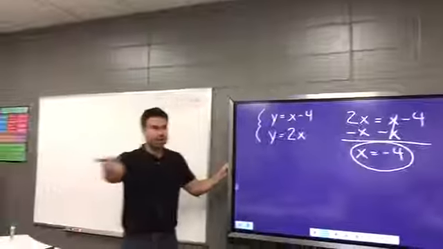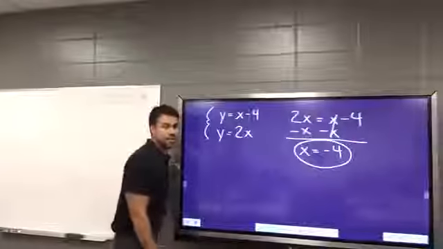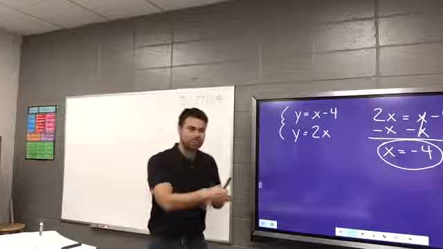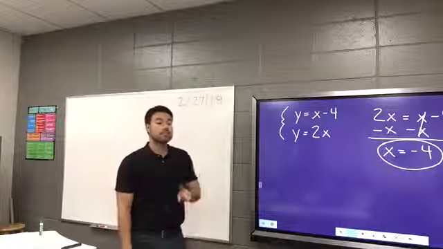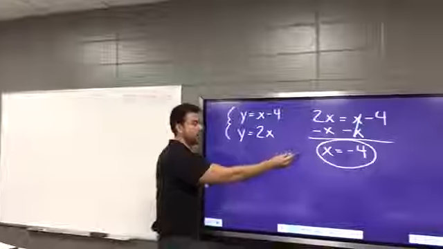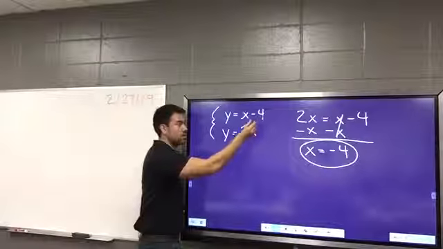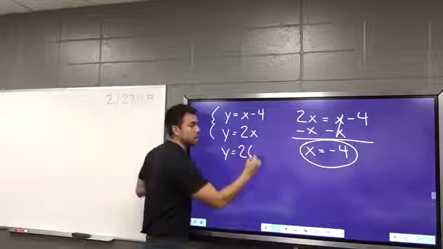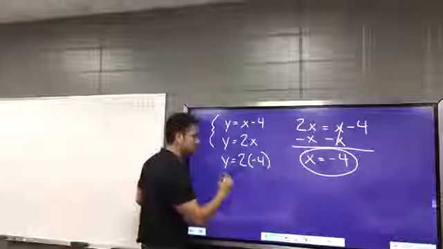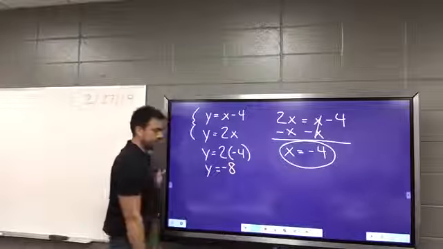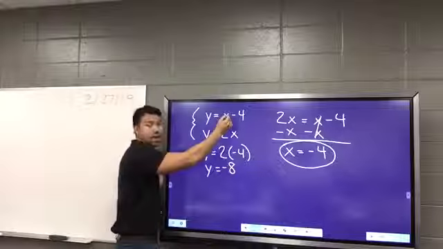Someone help me out with y. Hudson? You put negative 4 in for x. And what do we call that, putting into? Substitute. Good, substituting. And where do you want to put it in? In the 2x. Okay, so y equals 2 times negative 4. So what does y equal? Negative 8. Great.